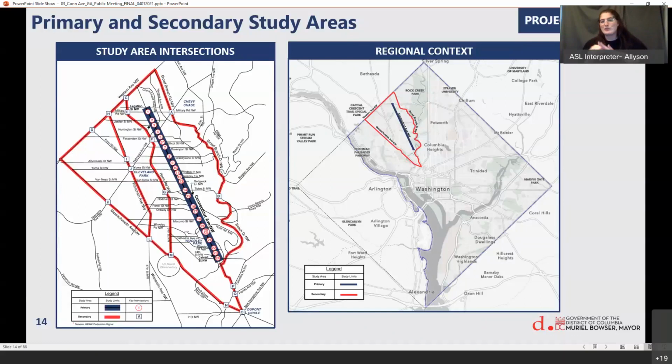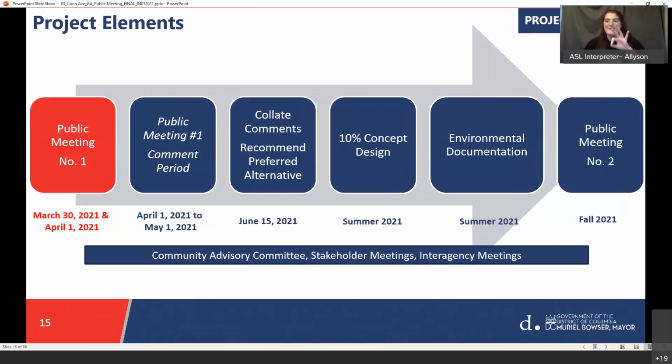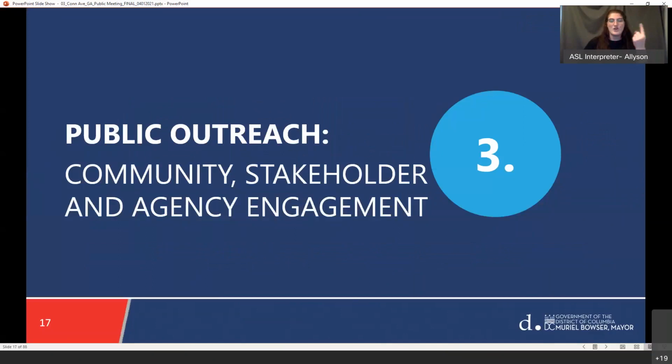There are a number of project elements that we want to show you this evening. We started out with data collection and analysis and existing conditions last winter. We started to develop initial concepts in the spring and summer. We held a first round of stakeholder meetings in the summer. We then did our modeling and traffic analysis in the fall and our concept evaluation this winter. And we had our round two stakeholder meetings in February. Right now in red, you can see we are at the public meeting. We held a first public meeting on Tuesday, March 30th, and this is our second day of our public meeting on April 1st, 2021.